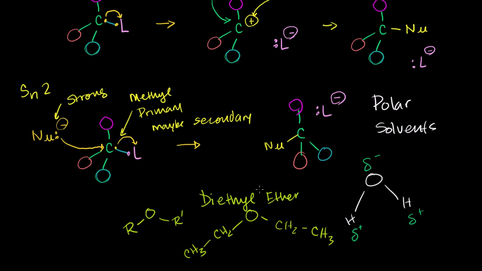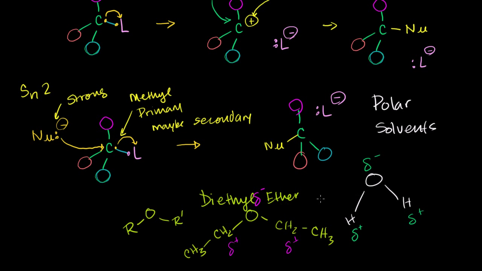So you still have this partial negative charge. Let me do this in a different color. On the oxygen end, you still have your partial negative charge, and you still have a partial positive charge on your carbon end. So this is also a polar solvent. Both of these are polar solvents.